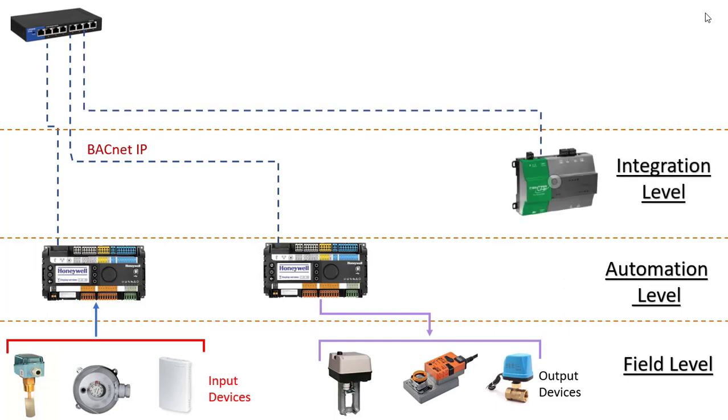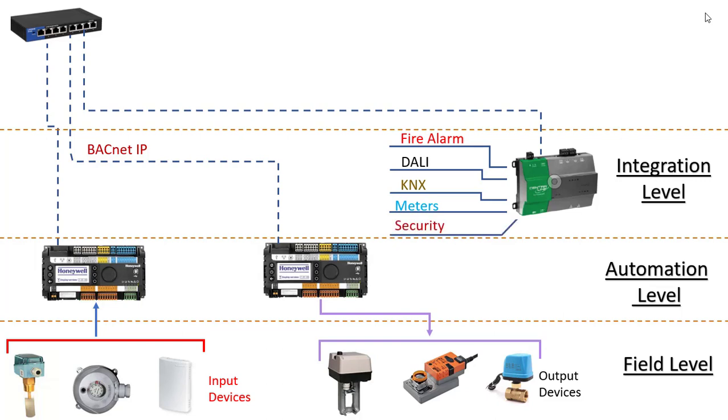Here on the integration level, we can use an integration controller which is the Hawk 8000, and this is also a product from Niagara. These controllers work as a gateway to integrate the BMS with third party systems like fire alarm, DALI lighting network, KNX, and meters. These meters can be energy meters or electric meters, and also to the security systems.